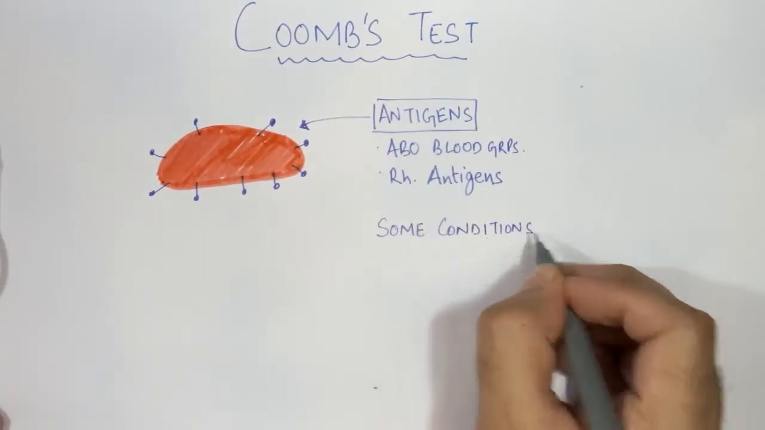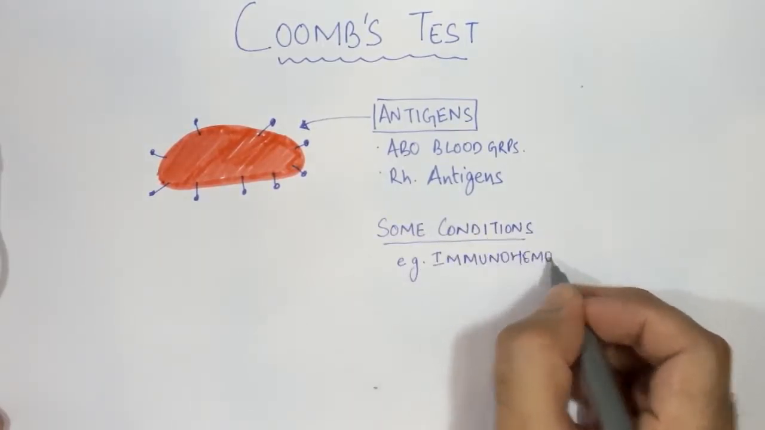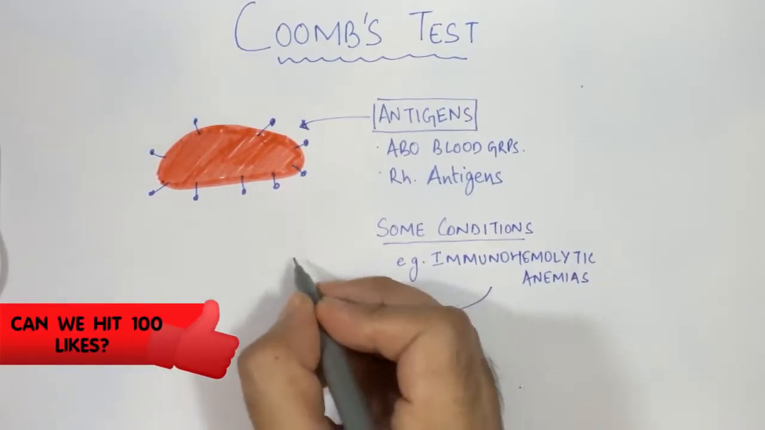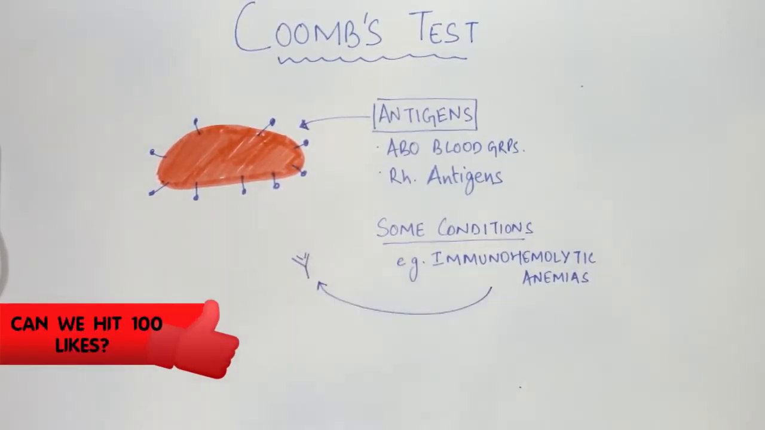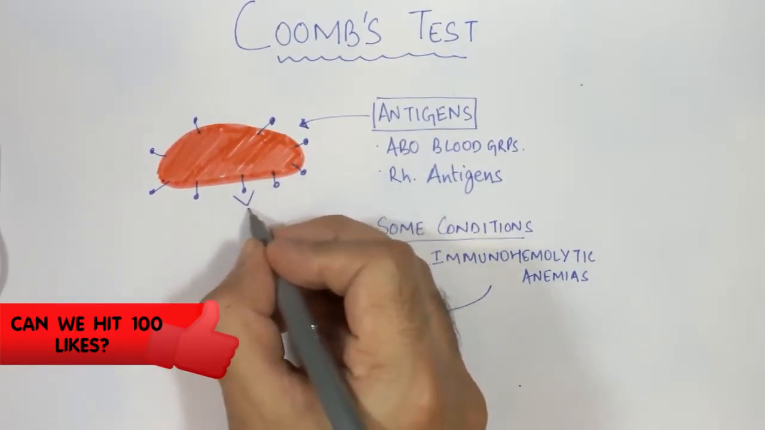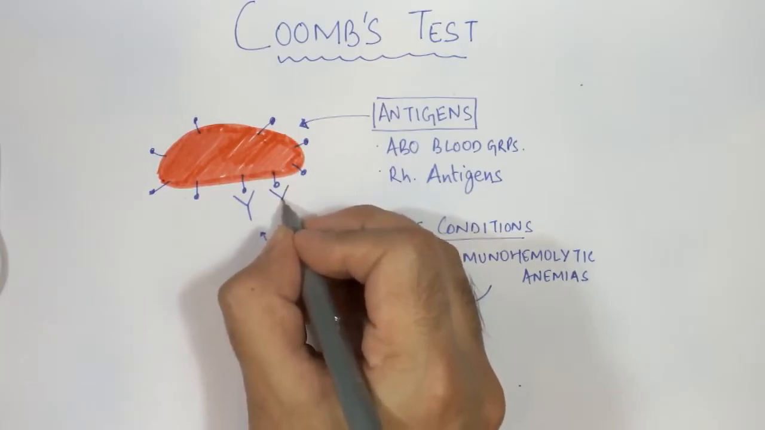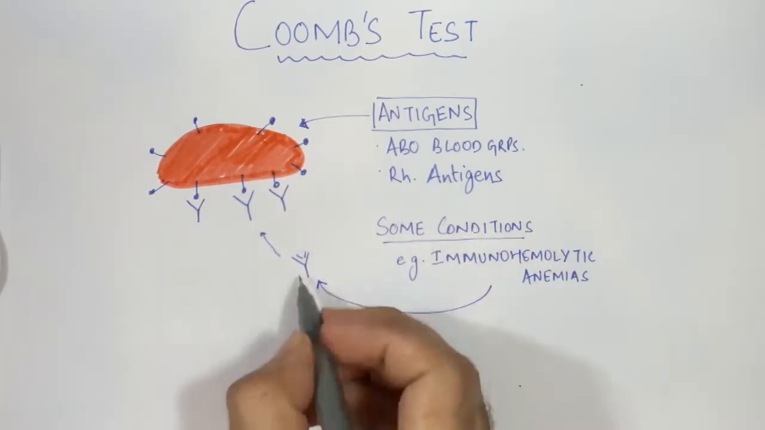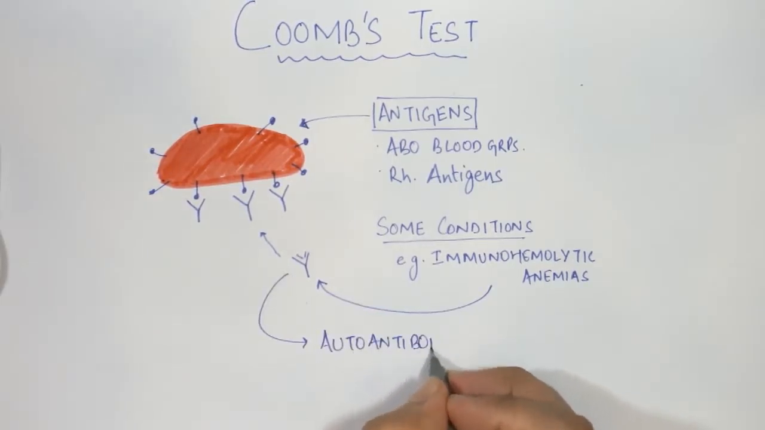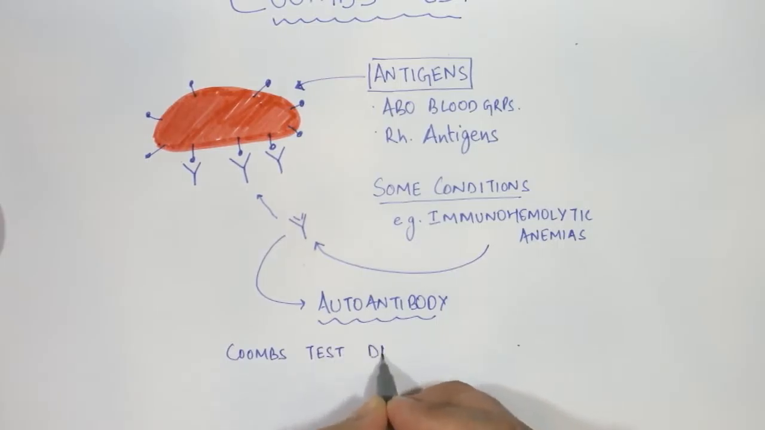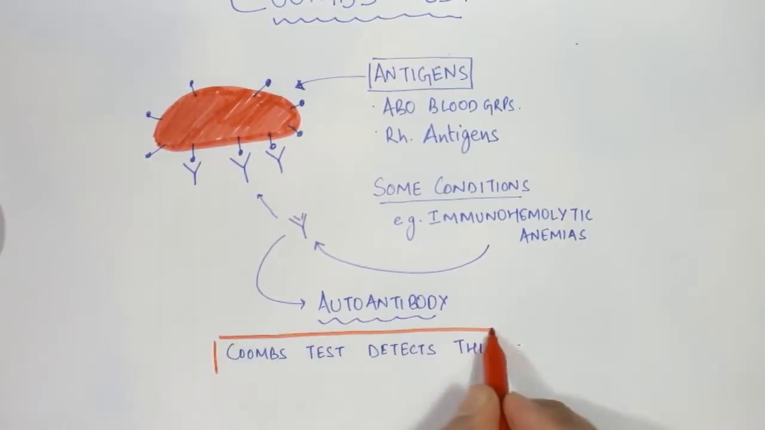And in some conditions of the body, for example the immunohemolytic anemias, the body produces certain types of antibodies which are directed against these antigens. And these antibodies attach to these antigens and cause immune-mediated destruction of the RBCs and lead to anemias. And this antibody is known as the autoantibody. And the Coombs test is a test which is done to detect these types of antibodies.